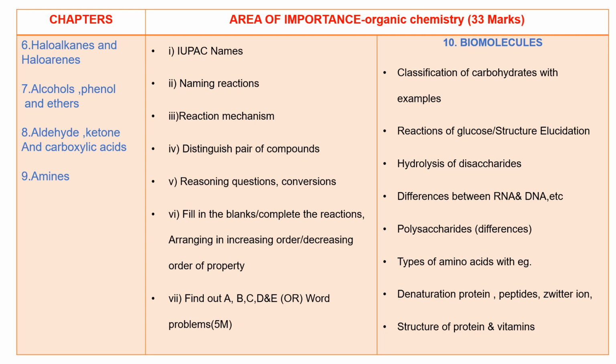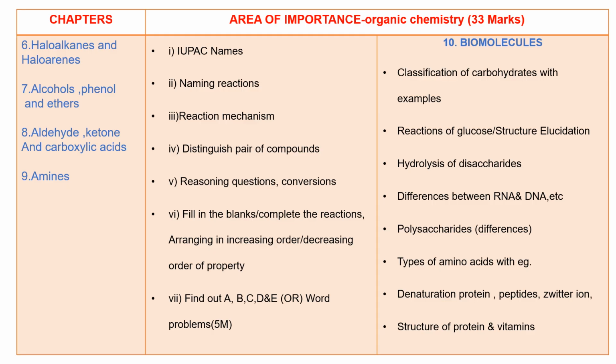Complete the reaction. Arranging the compounds in increasing and decreasing order of their property type of questions will be asked. Reasoning questions, like why chloroacetic acid is stronger than acetic acid, may be asked. Find the product and fill in the blanks may be expected from this chapter. Unit 9, Amines. In amines, probably one word problem or find out A, B, C, D and E will be asked.